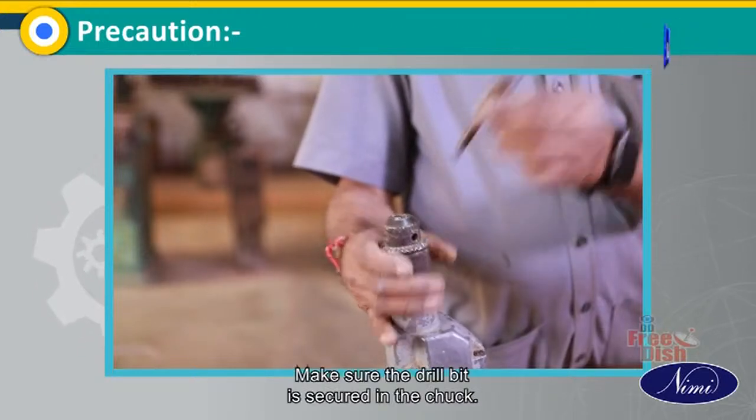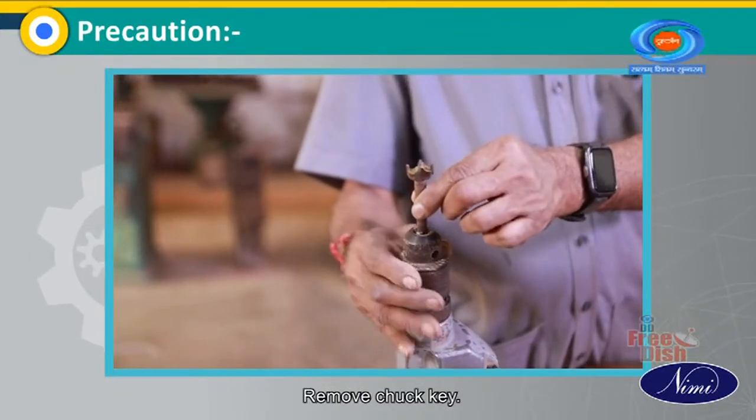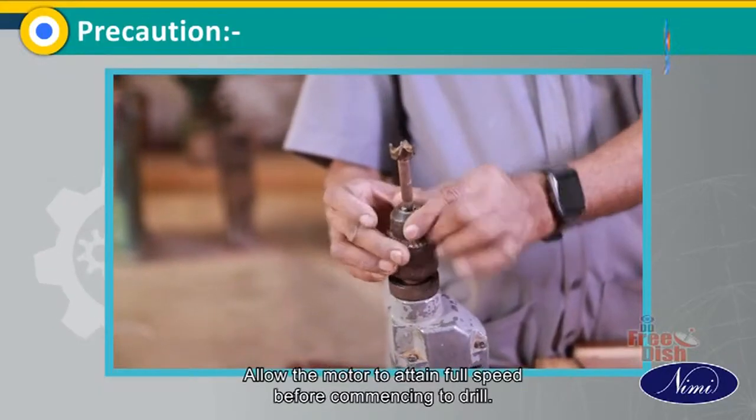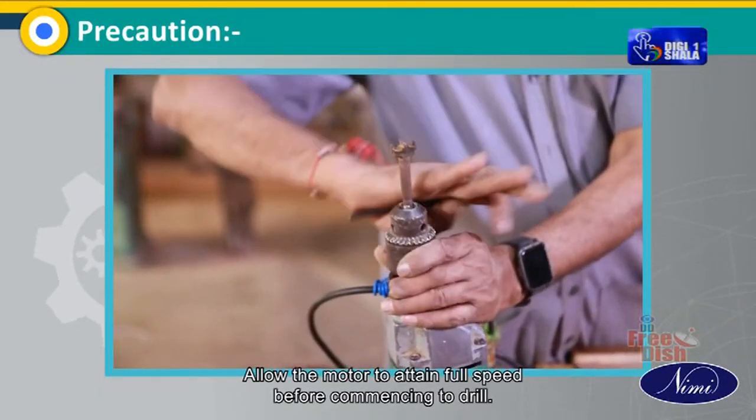Precaution: make sure the drill bit is secured in the chuck. Remove the chuck key. Allow the motor to attain full speed before commencing to drill.